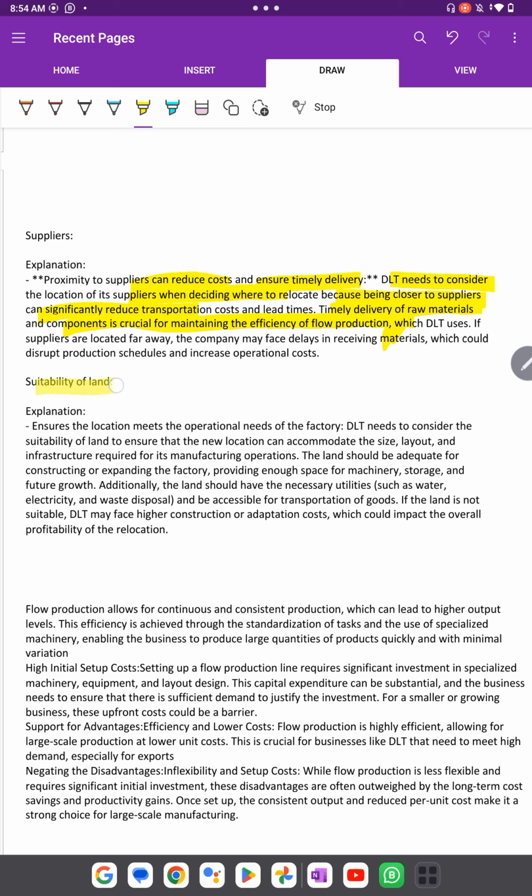Next one is suitability of land. Ensure the location meets the operational needs of the factory. DLT needs to consider the suitability of land to ensure that the new location can accommodate the size, layout, and infrastructure required for its manufacturing operations. The land should be adequate for constructing or expanding the factory, providing enough space for machinery, storage, and future growth. You just need to write till here.